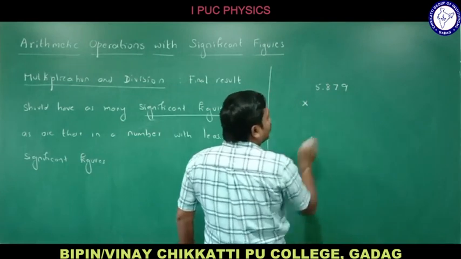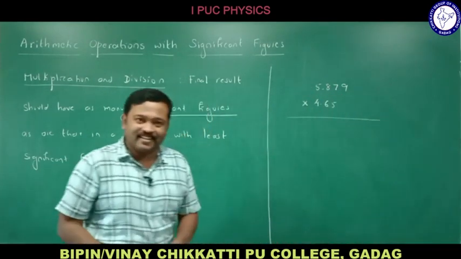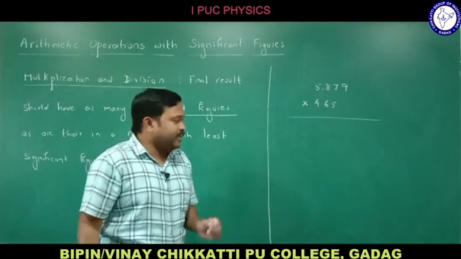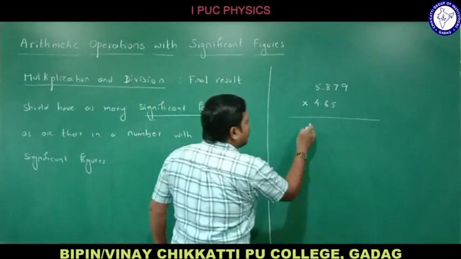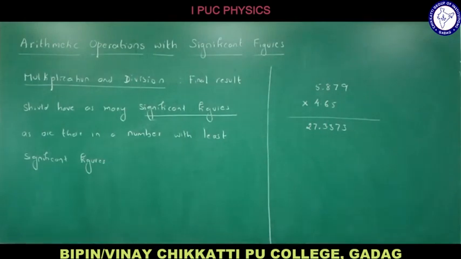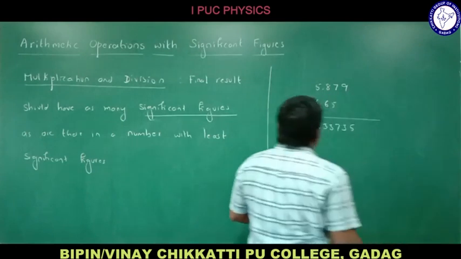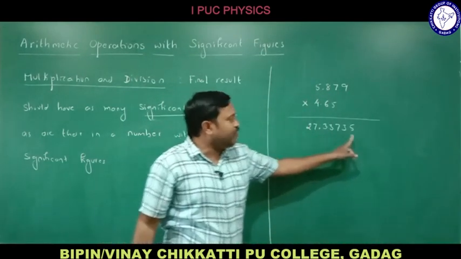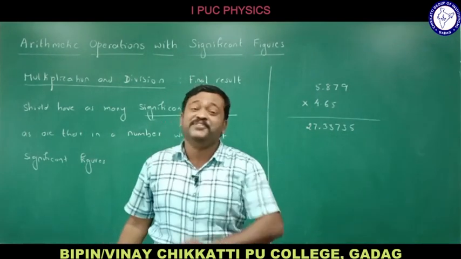5.879 into, let me take now here, 4.65. Okay, first of all let me multiply, right? If I multiply this, what do we get? If I multiply 5.879 into 4.65, you will be getting 27.3373. If you do it with a calculator, you will be getting the numbers like this here, right? Then how many decimal places you need to take, right?